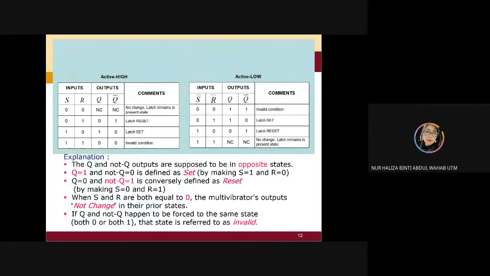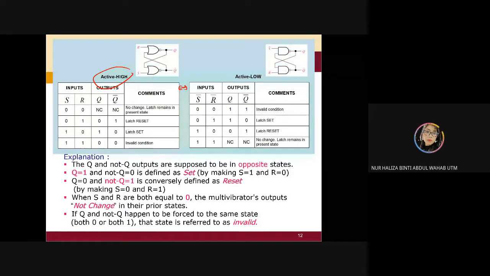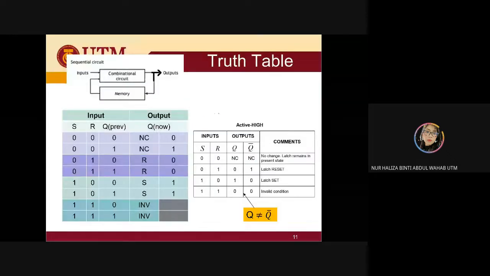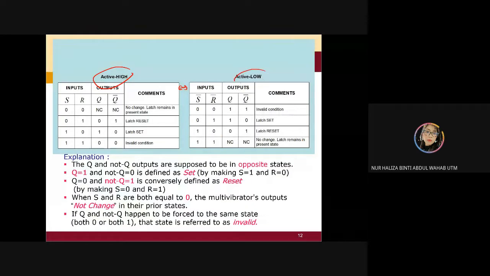So here is the explanation, basically quite similar, only you have the vice versa things. What we looked at just now is active high. This is active high because it is S and R, not S bar and R bar, okay? These are S and R latches, which are active high. But if you have active low, it will change vice versa.